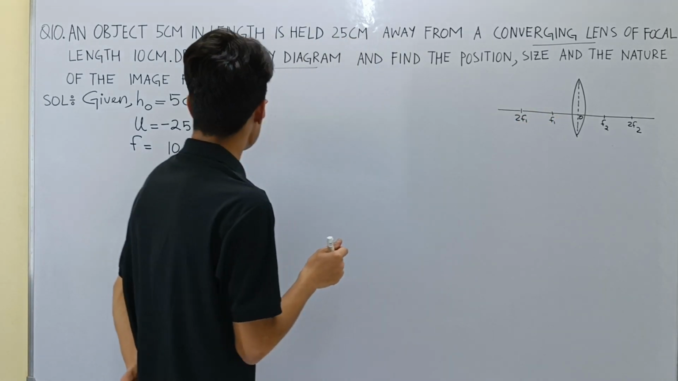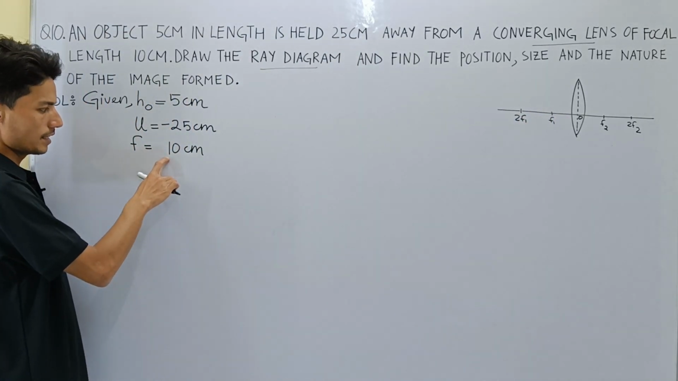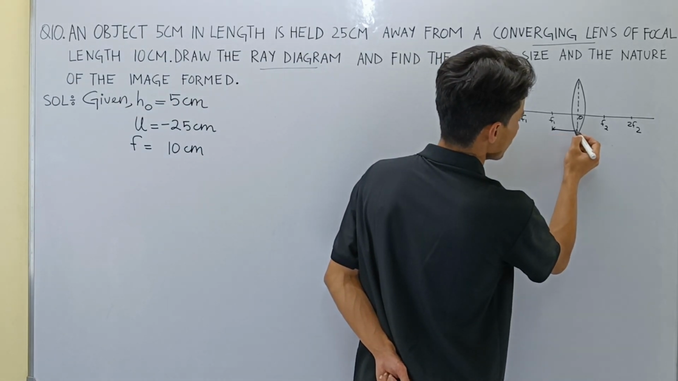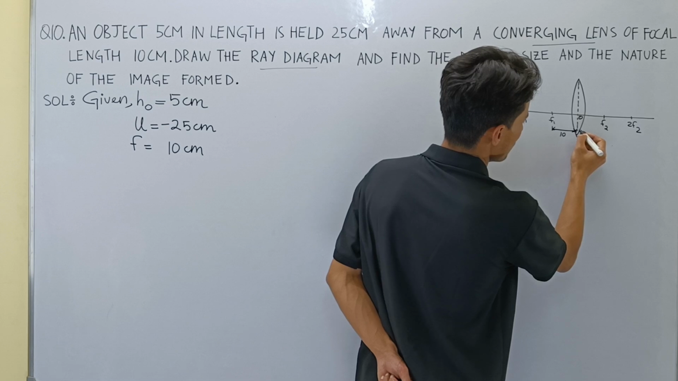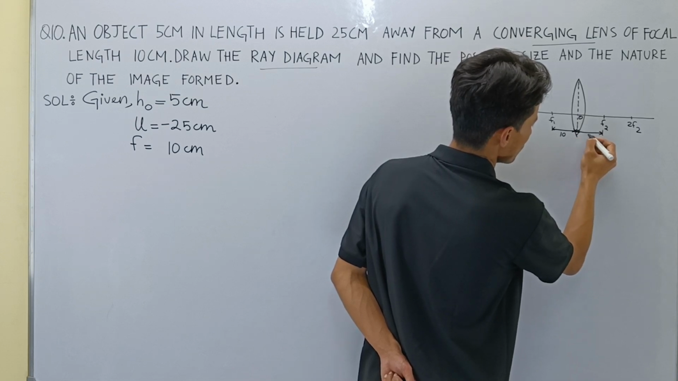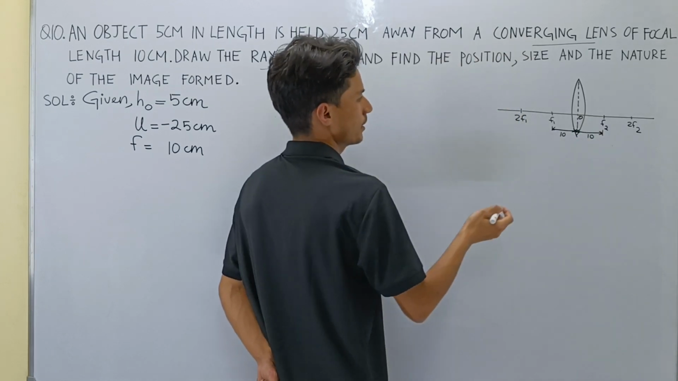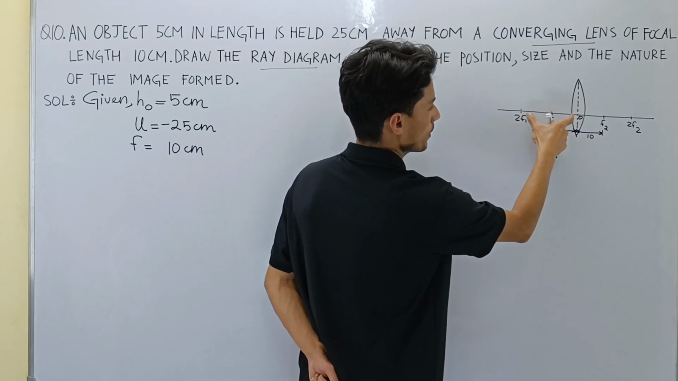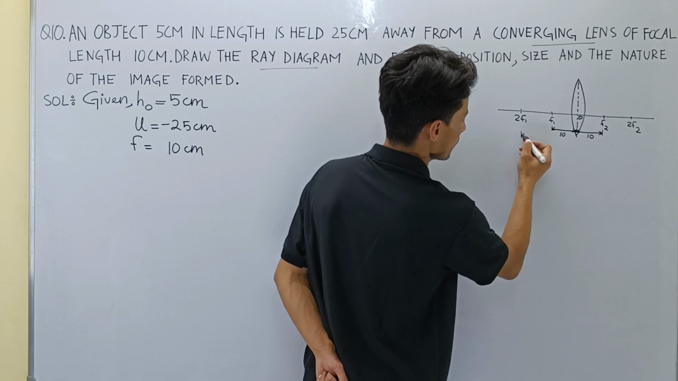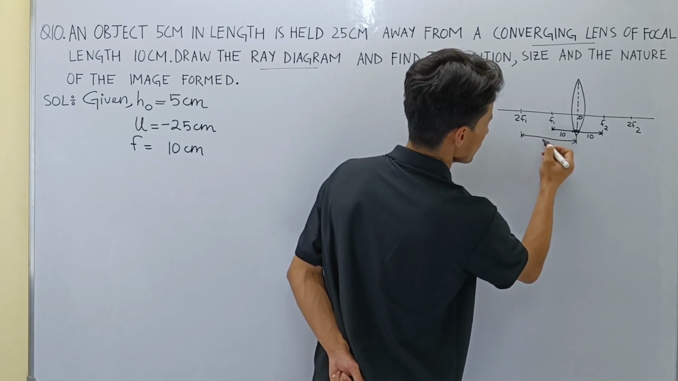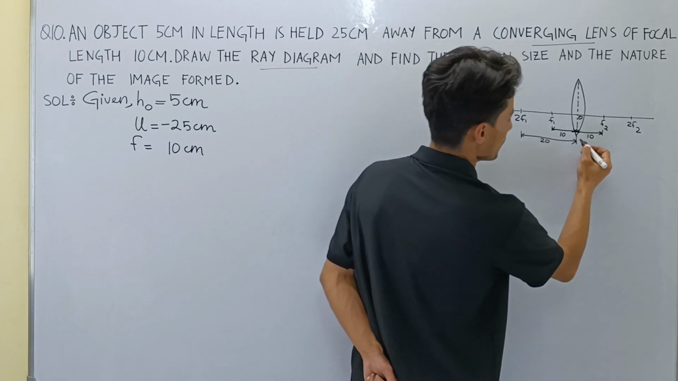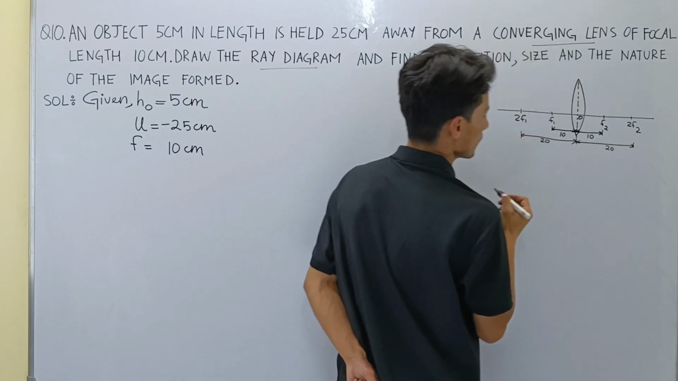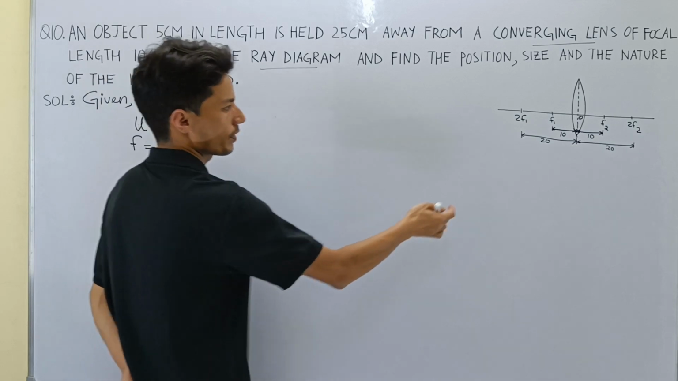Now, if we read the question, focal length is 10. That means from here till here is 10. Similarly, from here till here is also 10. Then this is f1. We know that 2f1 is double of f1. So from here till here is how much? 20. Similarly, from here till here is also 20. All right.